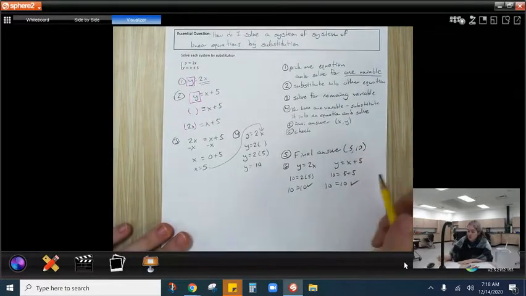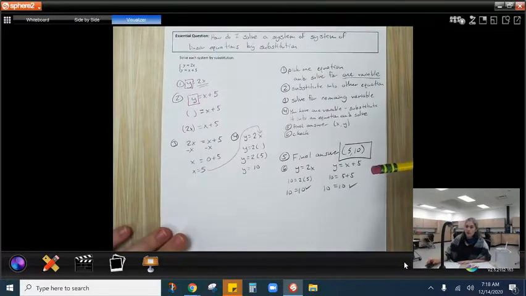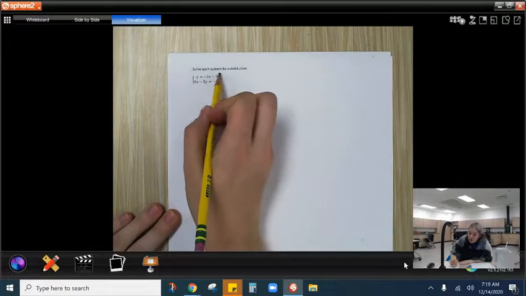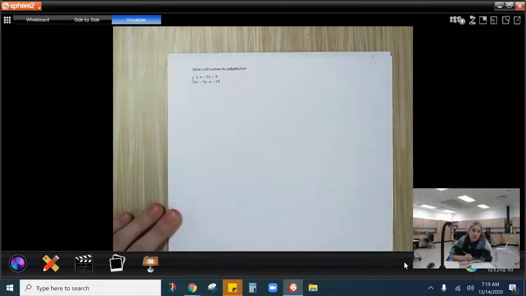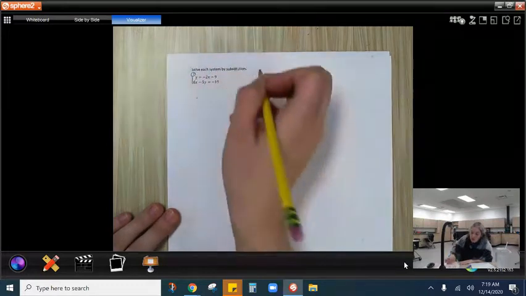So is this my final answer? Yes, it is. We proved it. We checked it. So our next one right here. This one again has a variable that's already been solved for us, which is lovely. So it's nice and easy to substitute in.